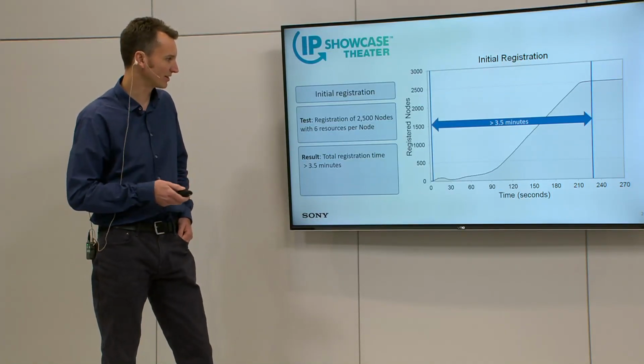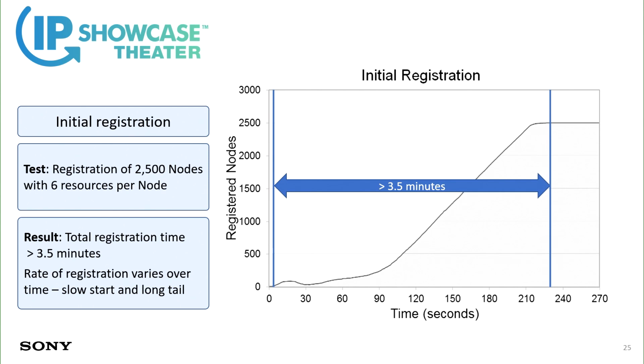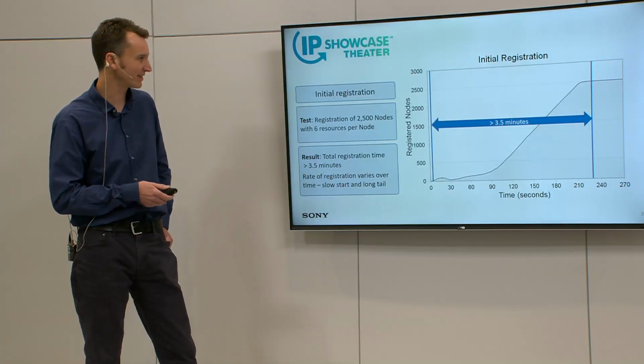But what we found was the rate of registration varied over time. So we've actually got quite a slow start for the first few nodes to get registered, and also at the end, for the last few to become registered, took a little while. And we call that a slow start and a long tail. And we wanted to study why this was happening, because ideally we shouldn't have this.